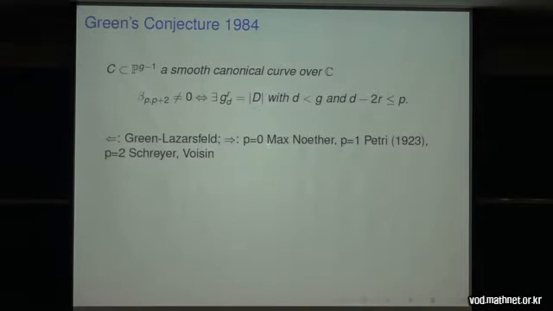The case p equal to 0, you might think of Max Noether's theorem. The case p equal to 1, so the canonical curve is not defined by quadrics alone, so you need quadrics and cubics. That was settled by Petri. He proved that this can only occur if the curve is either trigonal or isomorphic to a smooth plane quintic, and the case p equal to 2 is completely understood by work of myself and Claire Voisin.